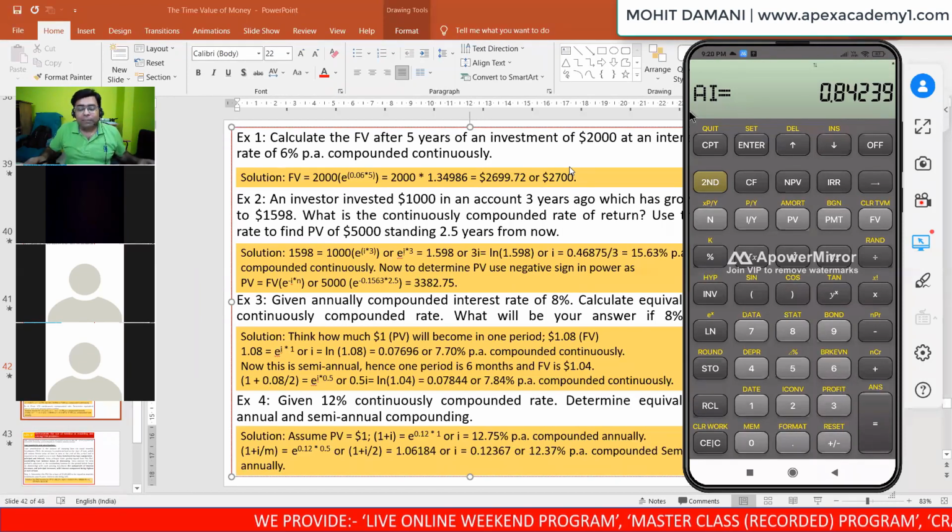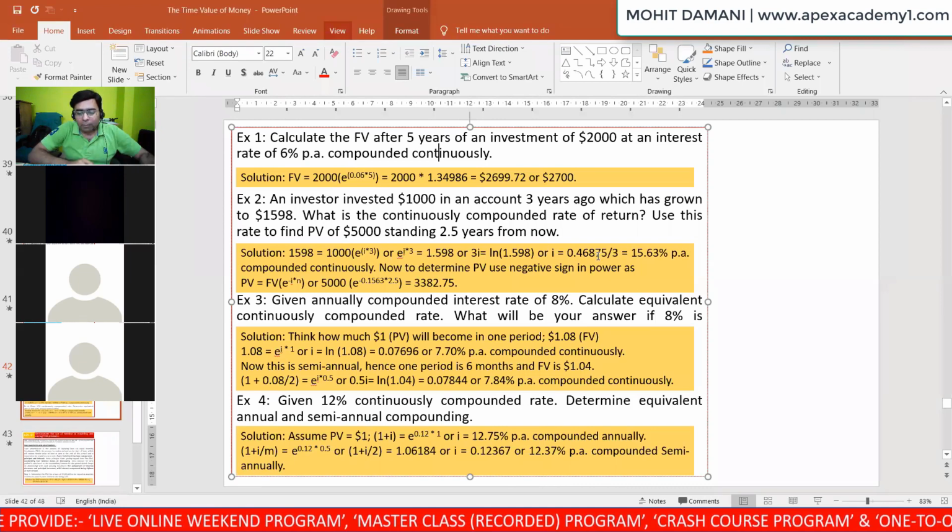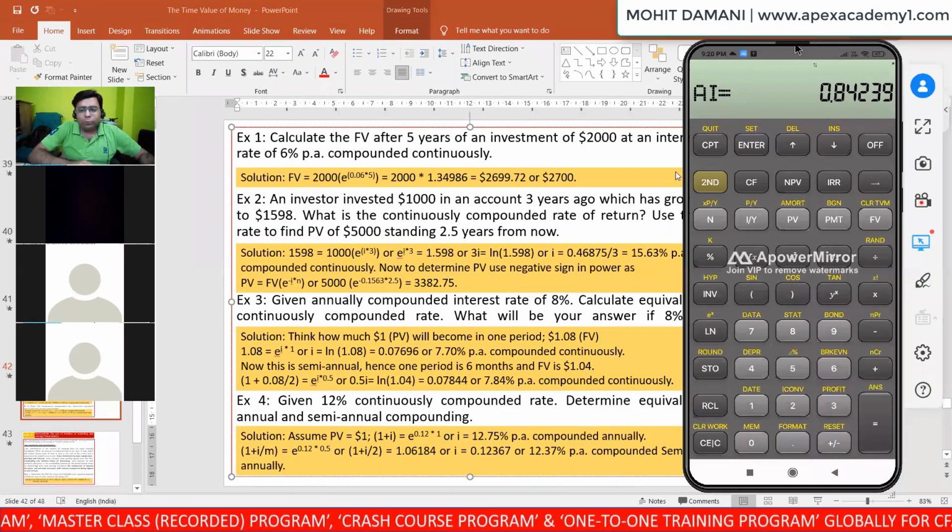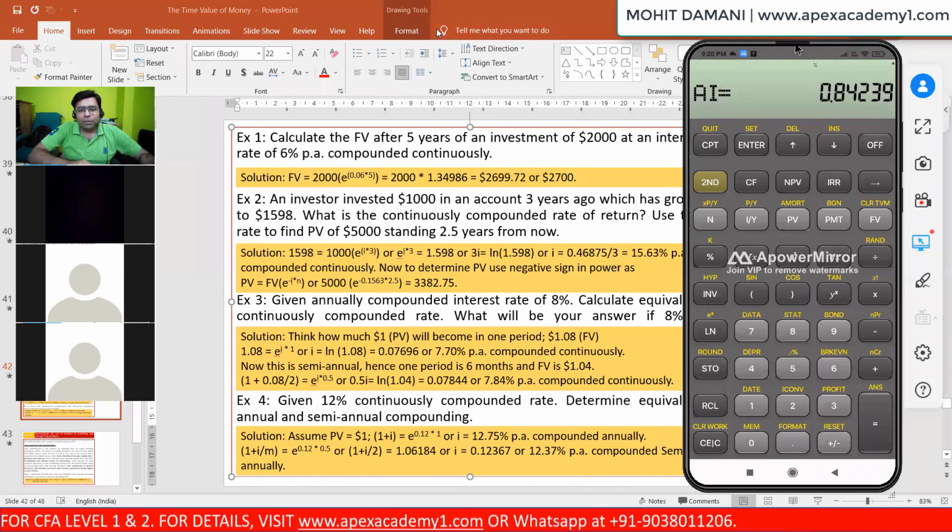So this is the biggest advantage that the bond function offers. Very, very useful, especially in fixed income. Very, very, very useful in fixed income. Okay.